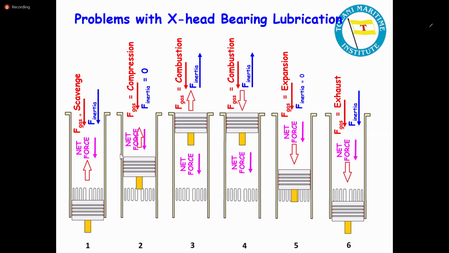Point number 5, let's see point number 5. The piston has reached the midway and the piston is moving almost now at constant velocity, giving you a net zero inertia force and the expansion gas force. Right now, the exhaust valve may not have opened, so it's still a considerable force which is acting in downward direction.